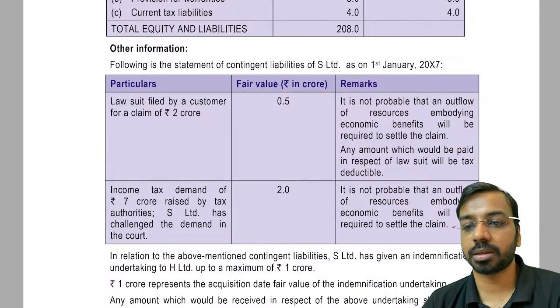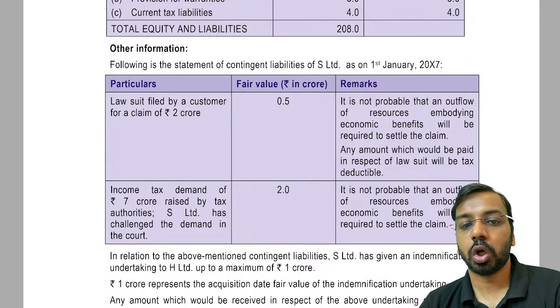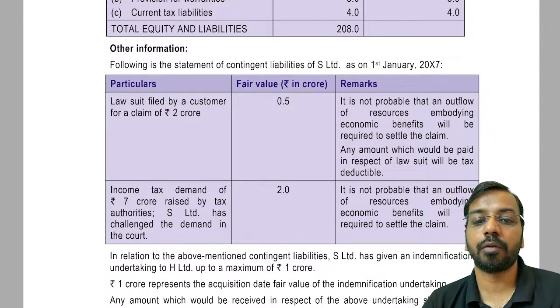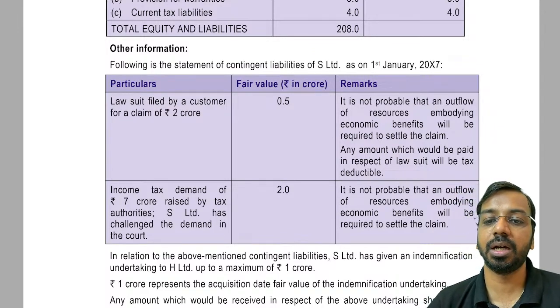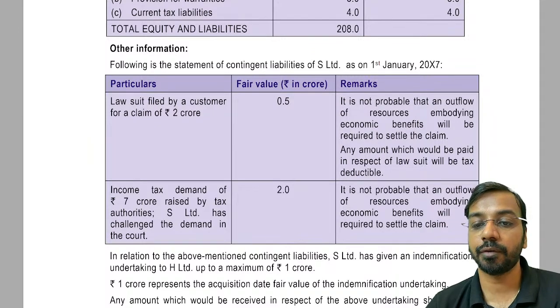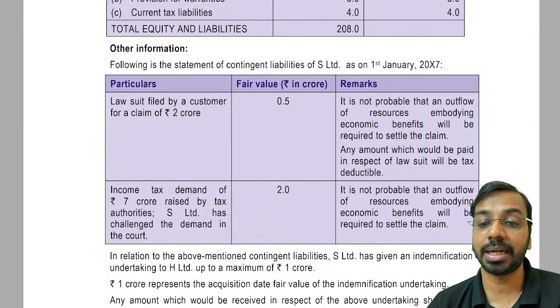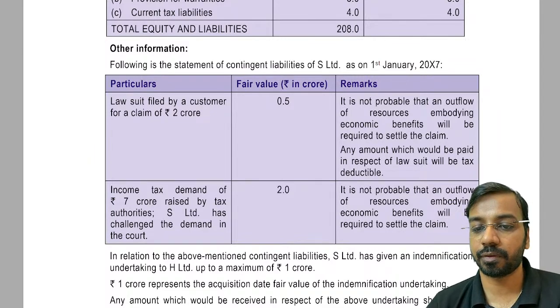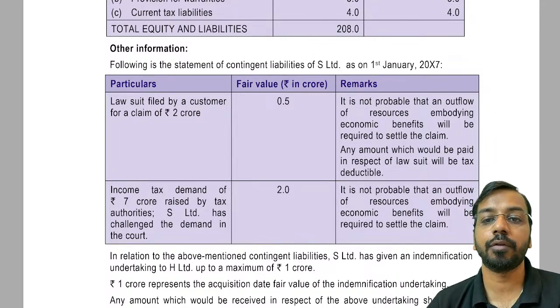A lawsuit filed by a customer for a claim of rupees 2 crores. So a customer has filed a lawsuit for how much? 2 crores of claim. Now, if the lawsuit has been filed for 2 crores, that is a contingent liability as far as the entity is concerned. The fair value has been given as 0.5, and they have said that it is not probable that there will be an outflow of resources. Okay, so when there is no outflow of resources, what do we do?